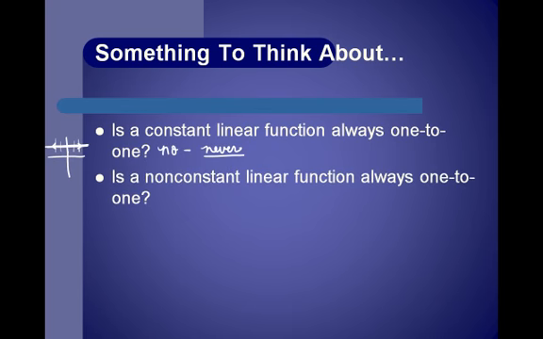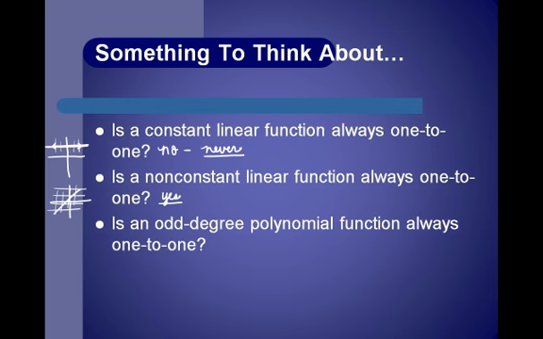Something to think about, number 2. Is a non-constant linear function always one-to-one? Well, if it's non-constant, that means there is a slope, so it's either rising constantly to the right or falling to the left. Because the vertical line test passes, and then the horizontal line test passes because you're only going to hit it in one place, a non-constant linear function is always one-to-one.